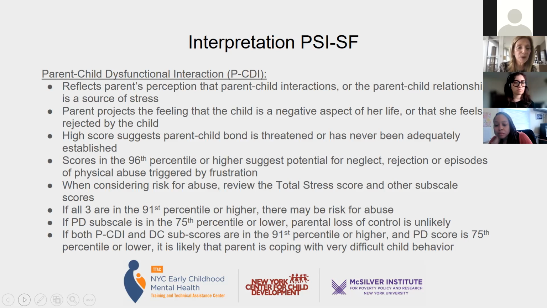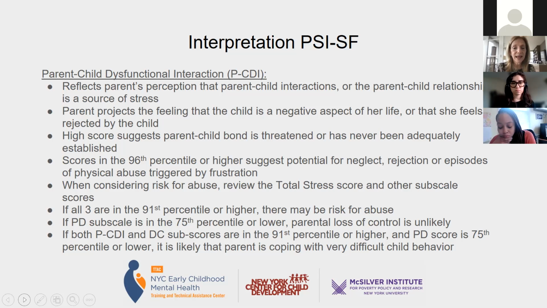But compare that score to others. If all three scores are in the 91st percentile, in other words, the parent is reporting high levels of stress across the board, there could be risk for abuse. But the authors suggest that if the parenting distress subscale is in the 75th percentile or lower, so that the personal stress level is not that high, then we don't worry quite as much, according to these authors, that the parent might lose control.